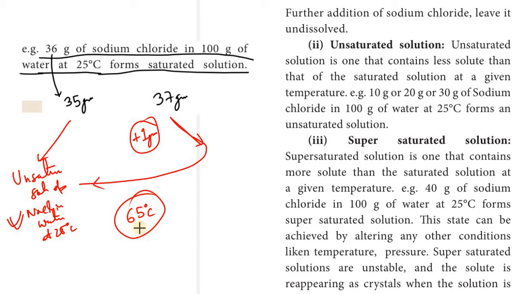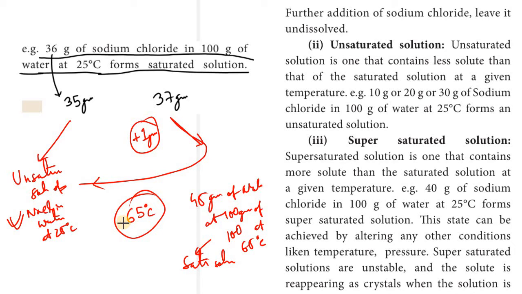you will see that probably at 65 degrees centigrade, 45 grams of sodium chloride in 100 grams of water is now your saturated solution. So you understand what I am saying? If I change the temperature, the amount of solute changes.